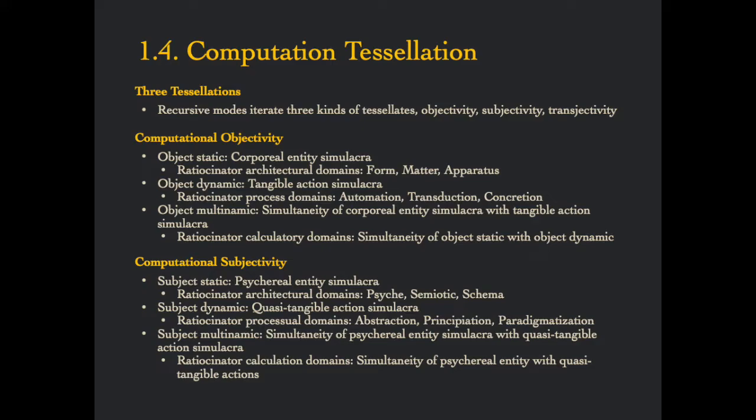The subject static are psychureal entity simulacra, and they divide into the ratiocinator architectural domains of psyche, semiotic, and schema. Subject dynamic is the quasi-tangible action simulacra, and they divide into ratiocinator processual domains of abstraction, principiation, and paradigmatization. And the subject multidynamic is the simultaneity of psychureal entity simulacra with quasi-tangible action simulacra, and then this divides into ratiocinator calculatory domains, which are the simultaneity of psychureal entity and quasi-tangible actions.